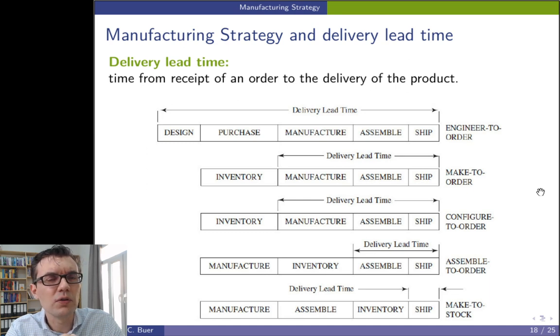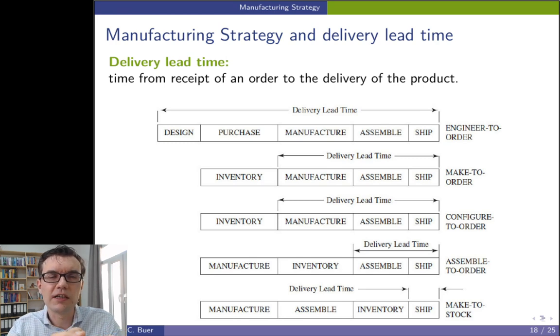So I want you to think about different cases. Please discuss these with your fellow students. So what manufacturing strategy is used by a fashion retailer? Do you know different strategies, for example, those used by H&M or Zara?